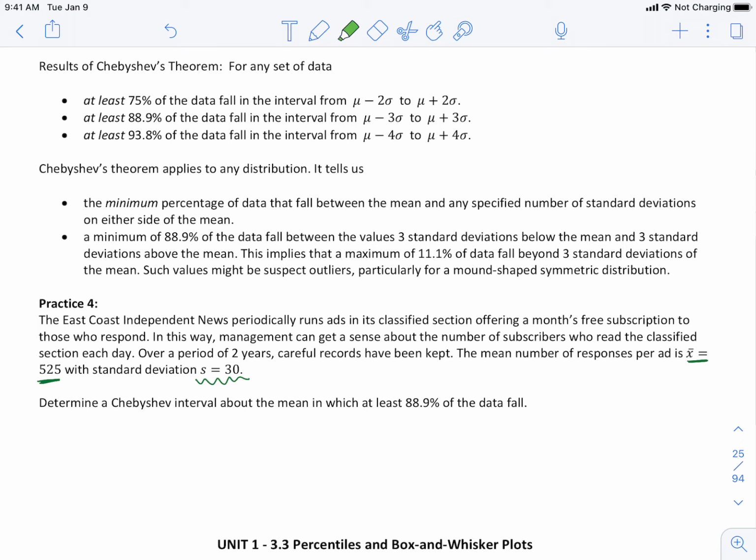So we can see up here, here's our 88.9% of the data. It's going to fall between our mean plus or minus 3 standard deviations. I'm writing this in the notation for a sample. I would like you to find this interval now, please.